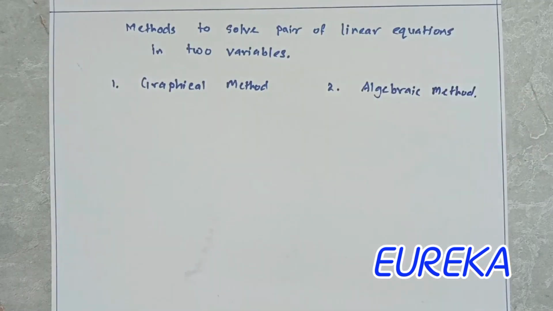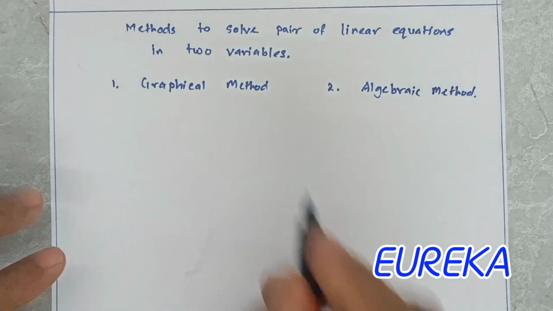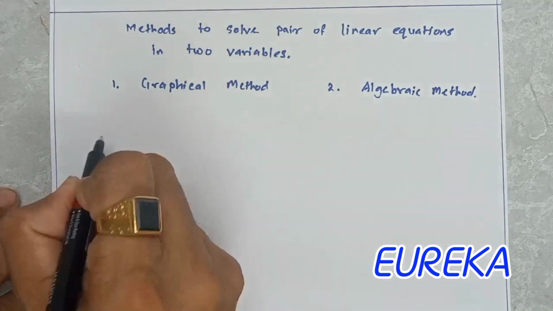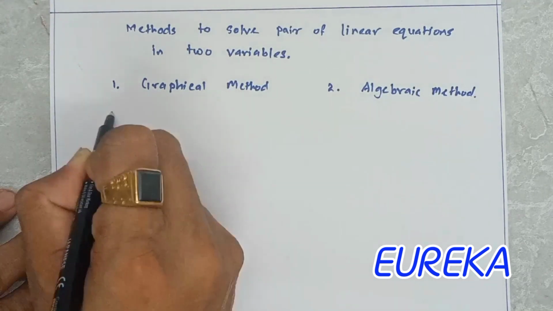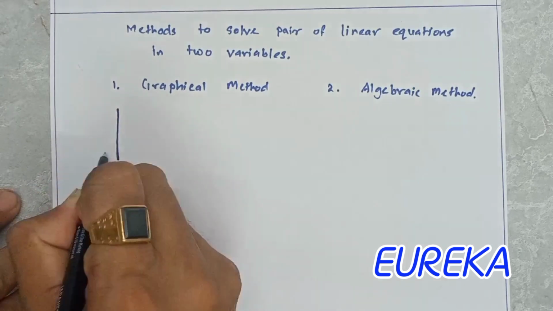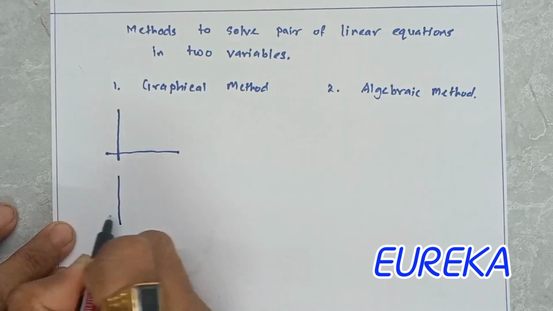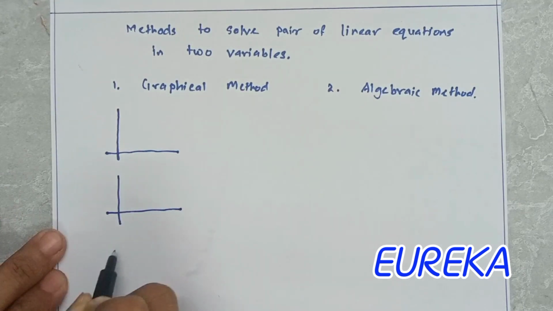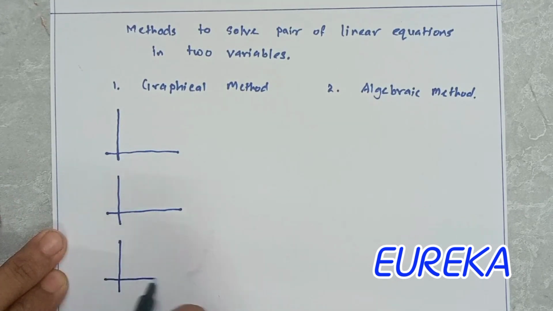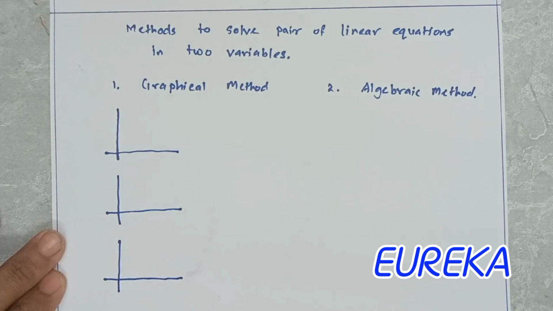Now in the graphical method, what we do is plot the graph for the given situation. For example, suppose there are two equations, then we'll plot those equations on a graph. There are three conditions for how the graph can be, so one by one we'll see the three conditions.